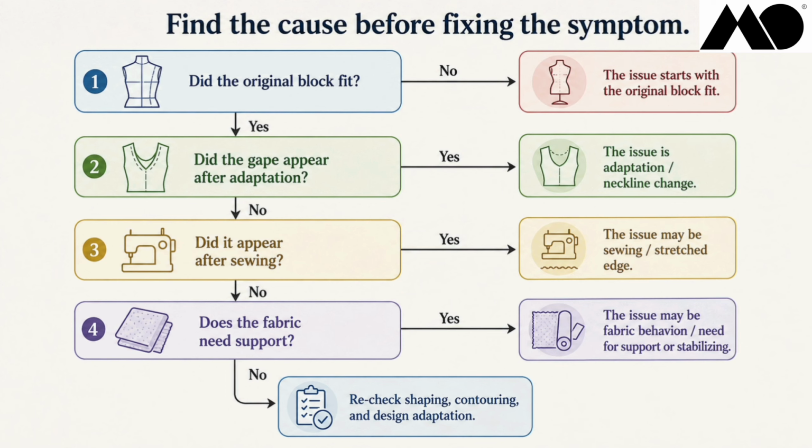Third, did the neckline look okay in the twirl but gape after sewing your final fabric? If yes, check the construction. Maybe the edge stretched, the facing pulled it out, it needed stay stitching, or maybe the pressing distorted the edge.